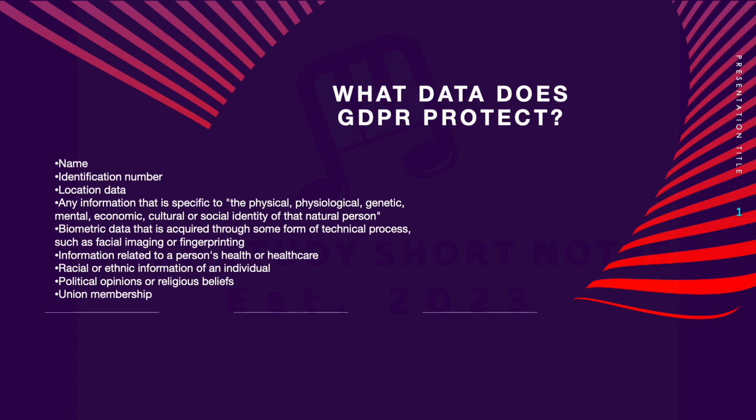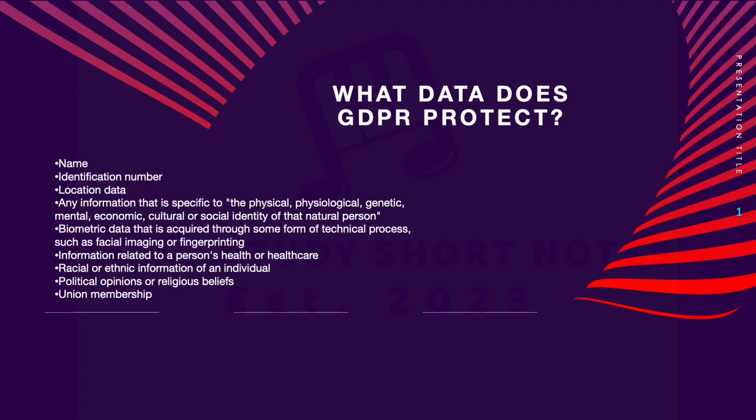But what exactly does personal data mean under GDPR? Let's break it down. Personal data isn't just your basic info like name or ID number, it's a treasure trove of information. According to GDPR, it includes identifiers like your name or ID, but it goes much further. Think location data, details about your physical, mental, genetic, or economic identity. It even covers biometric data, those technical processes like facial images or fingerprints used for identification.